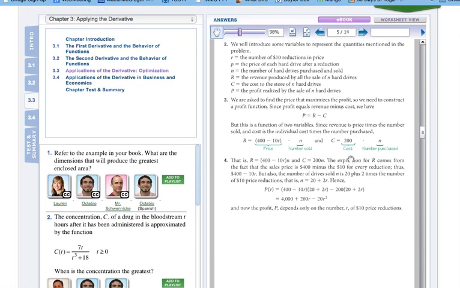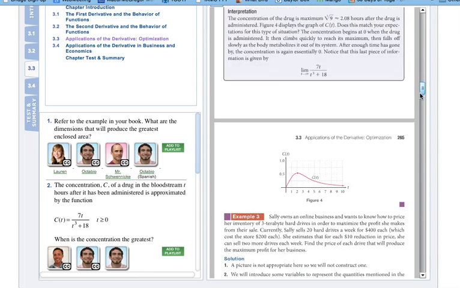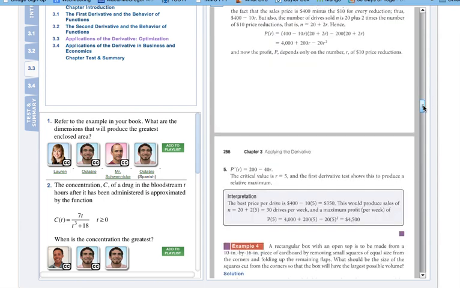So that comes from the estimation at the beginning. So let me read this again. It says the number of drives sold is 20 plus 2 times the number of $10 price reductions. Right, that's because for every, right here. So it's starting at 20 drives. They're currently selling 20. And then for every $10 reduction in price, she sells 2 more drives per week. So that's why it's 20 plus 2R. The number of drives sold is 20 plus 2R.